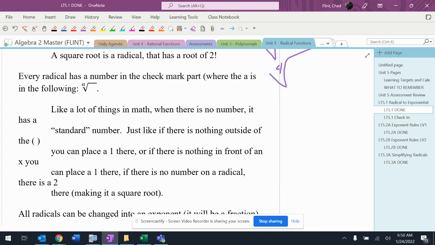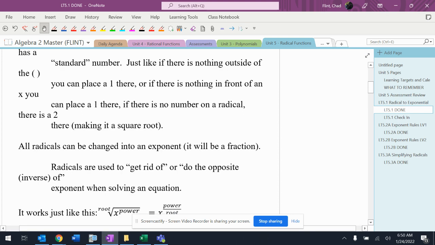My formatting is a little weird in this file because I screwed it up and didn't go back and change it like I should have. So this talks about what I just talked about. And when there's no number, it has a standard number. So there's a 2.